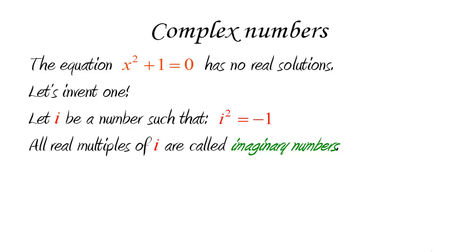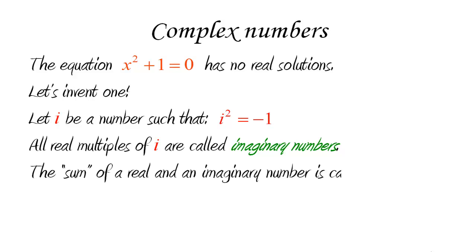Once we have imaginary numbers, it's easy to define a complex number. It's just the sum of a real and an imaginary number. So what do we mean by that? So a complex number is a number that looks like this. z equals a, where a is a real number, plus b, which is another real number, times i. So what you have here is a sum of two pieces. One is a real number, a, and one is an imaginary number, namely bi. And we're going to call this sum a complex number.